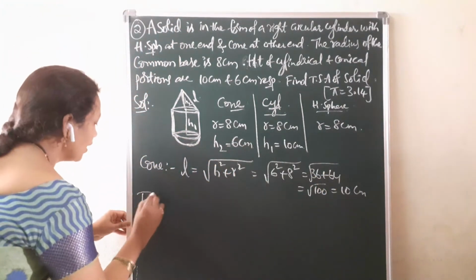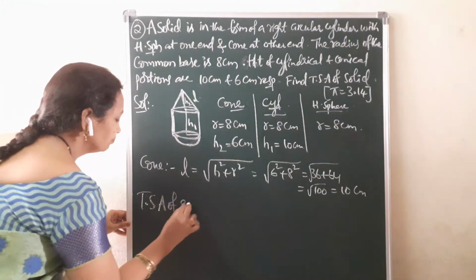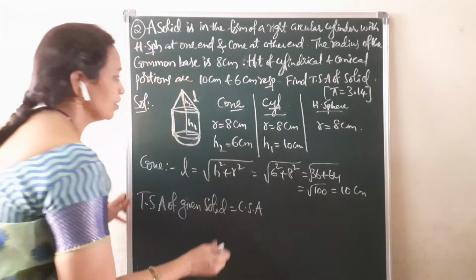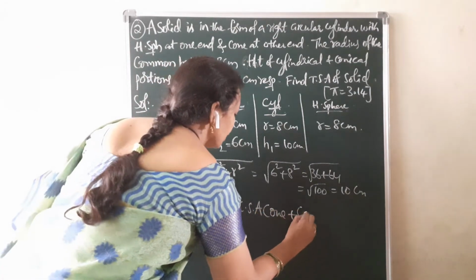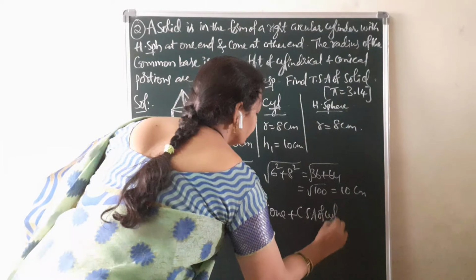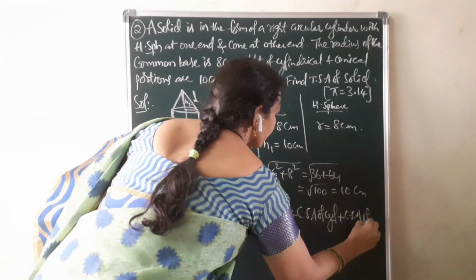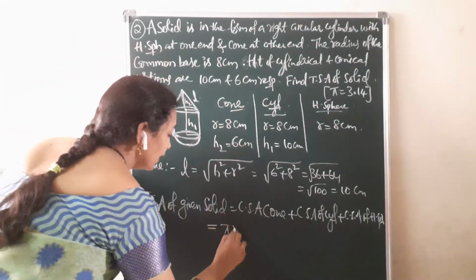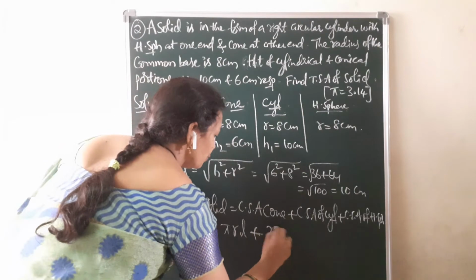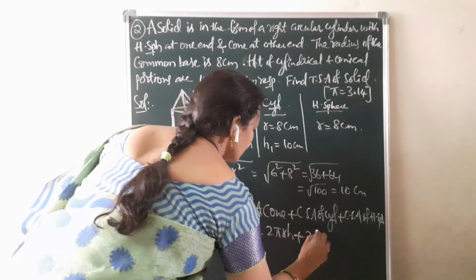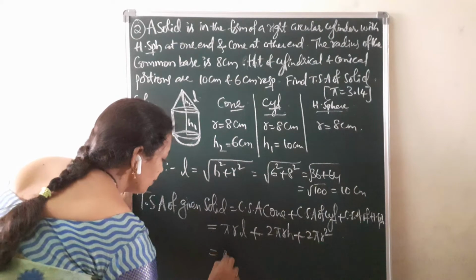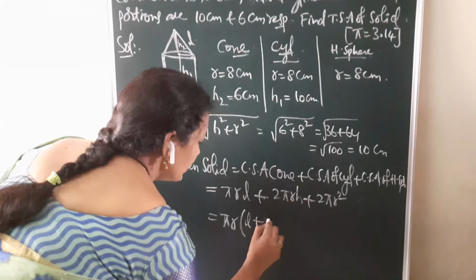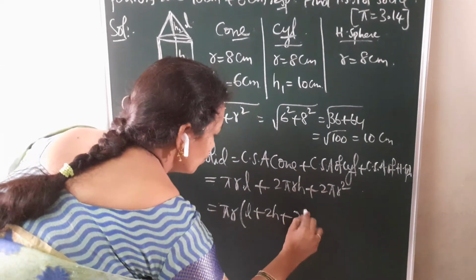Now to find the TSA of the solid, TSA of the given solid is equal to CSA of cone plus CSA of cylinder plus CSA of hemisphere. That is equal to pi r l plus 2 pi r h plus 2 pi r square. Then pi r is taken out common, so l plus 2h plus 2r will be left over.